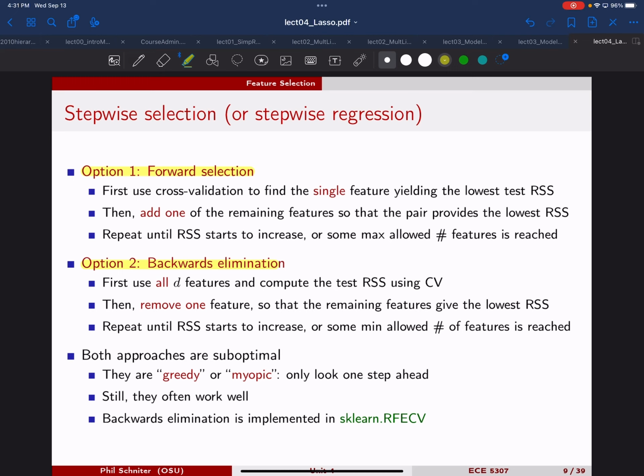And you keep doing this to narrow down the number of features. Generally speaking, with all D features, it's going to be overfitting. So as you remove features, performance will get better, MSE will go down.